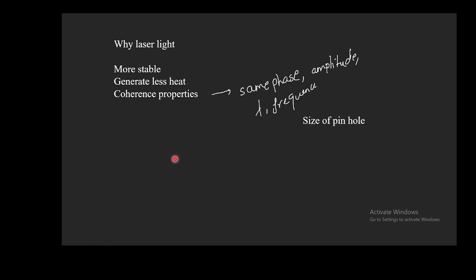Then what should be the size of the pinhole? You can decide the size of the pinhole by the resolution, the resolving power. So 2 multiplied by 0.61 lambda divided by numerical aperture, and you multiply it by the magnification. If you are using 10x or 100x, you multiply with that magnification. That will give you the Airy unit, which is also known as the AU.